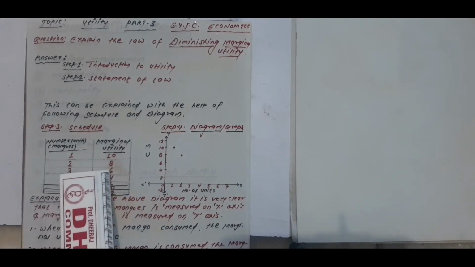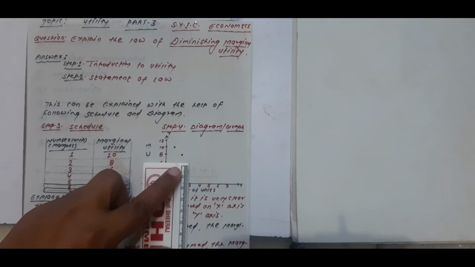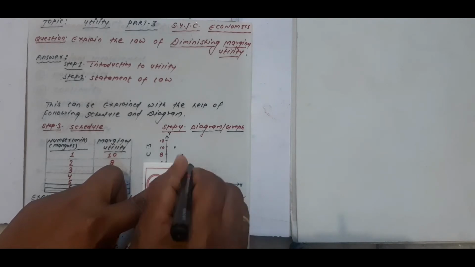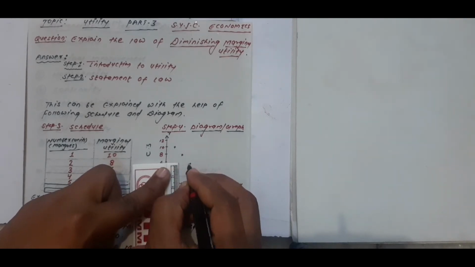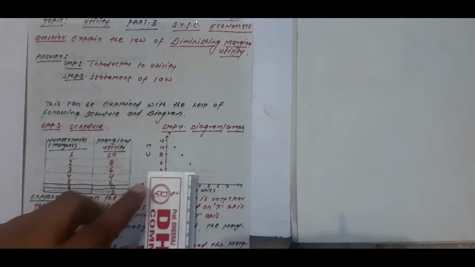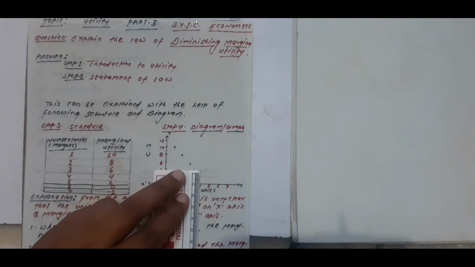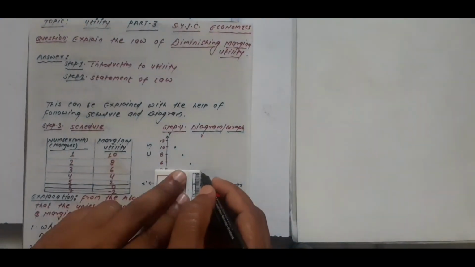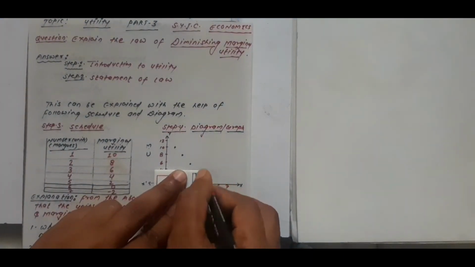Now the third one was 6. When you got the third, your satisfaction level is 6. Okay, so put a dot. As the fourth unit was consumed, satisfaction was 4. So at the point of 4, put a dot here.